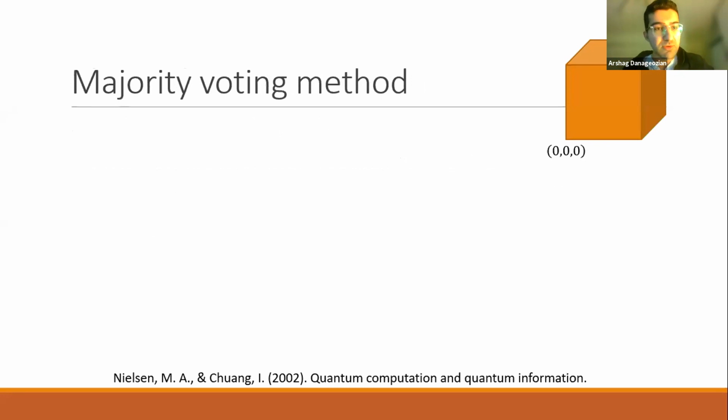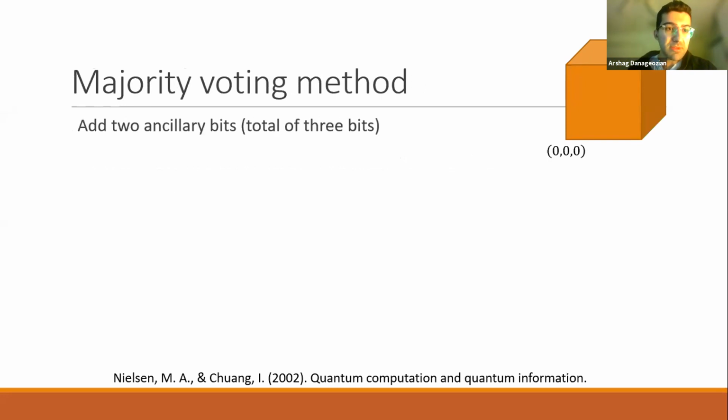All right, so the key to the method is that since you started with a single classical bit, you add 2 ancillary bits to your system. So now you have basically 3 bits, right? And what you do is that you encode a logical 0 into the 000 state, and you encode a logical 1 into the 111 state.